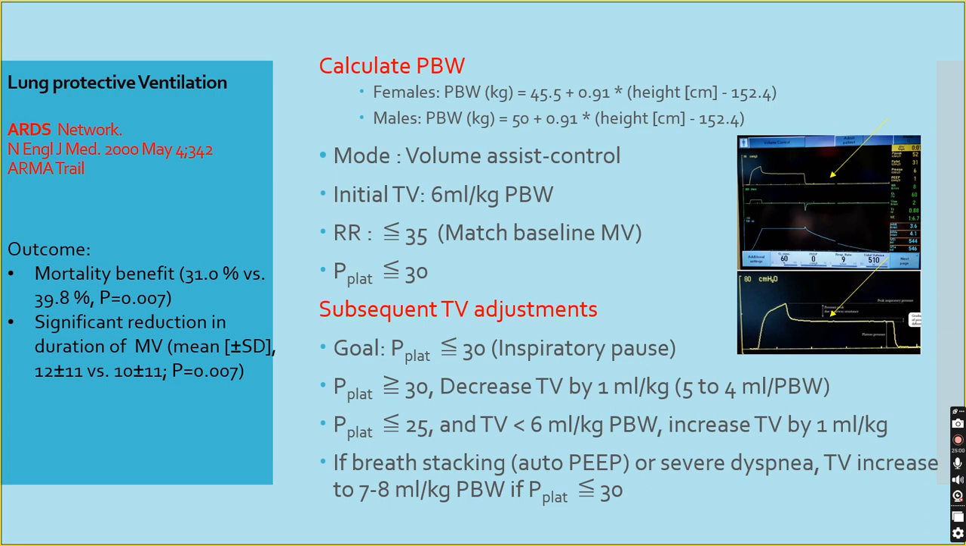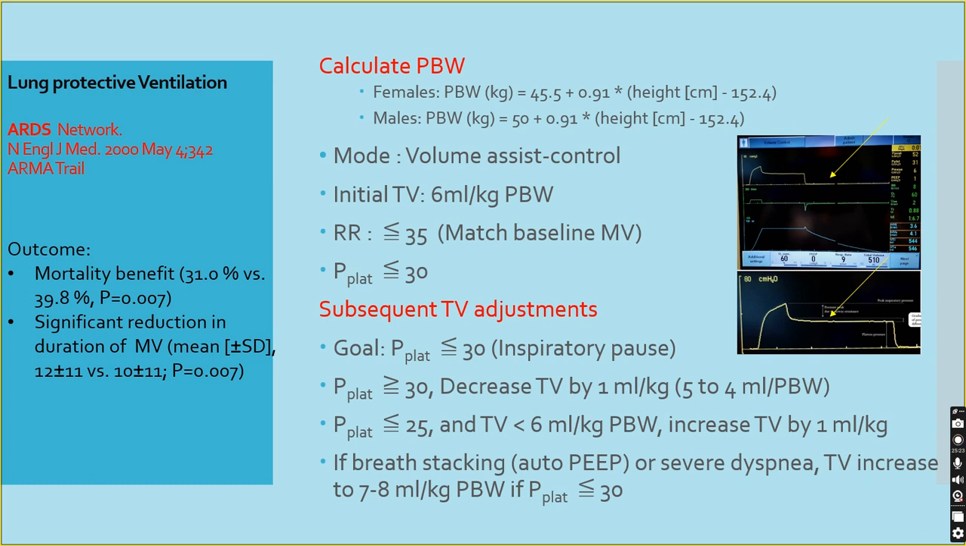If your plateau pressure is less than 25 and your tidal volume less than 6 ml, you can increase tidal volume by 1 ml, because the patient may require too much sedation or paralysis if you give too low a tidal volume. And the patient may have breath stacking or development of auto-PEEP because of high RR and low tidal volume, and/or the patient may get severe dyspnea.